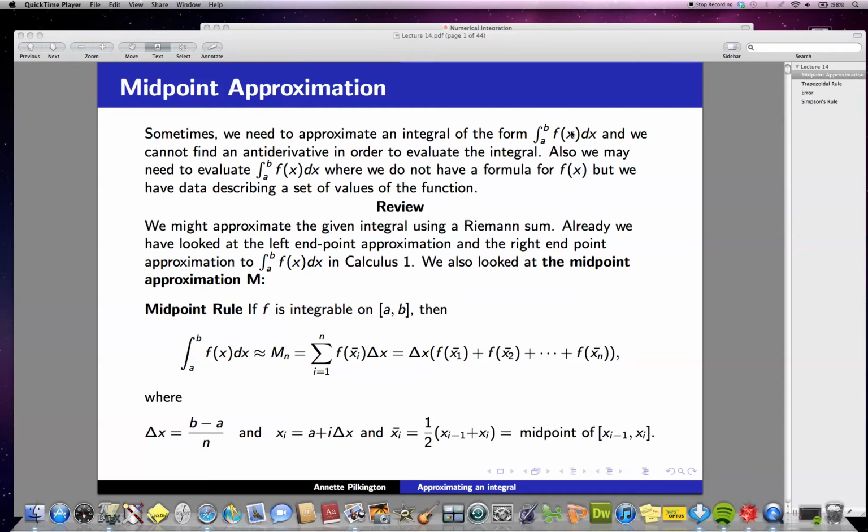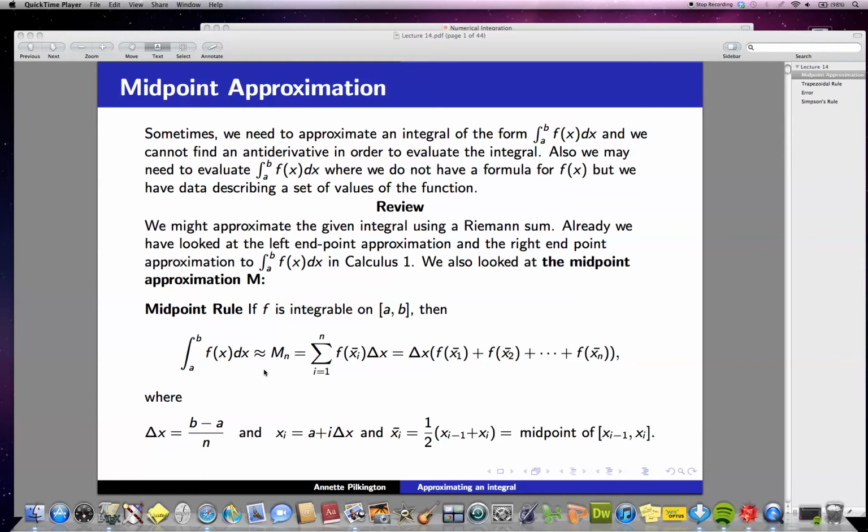We already have some methods. From Calculus 1, we've already looked at some methods of making a numerical approximation to the definite integral. In particular, we used Riemann sums, and we looked at left endpoint approximations, right endpoint approximations, and midpoint approximations. And in this class, we're going to review the midpoint rule.